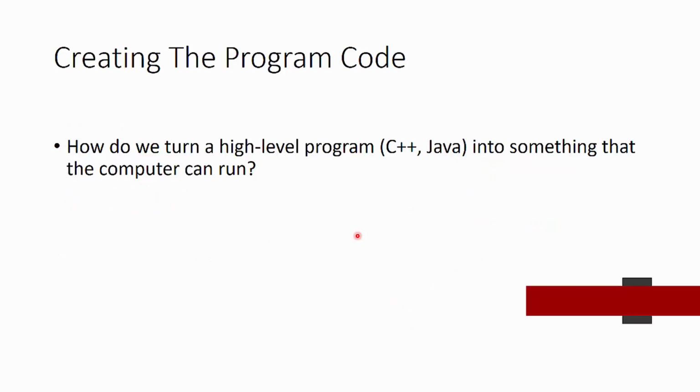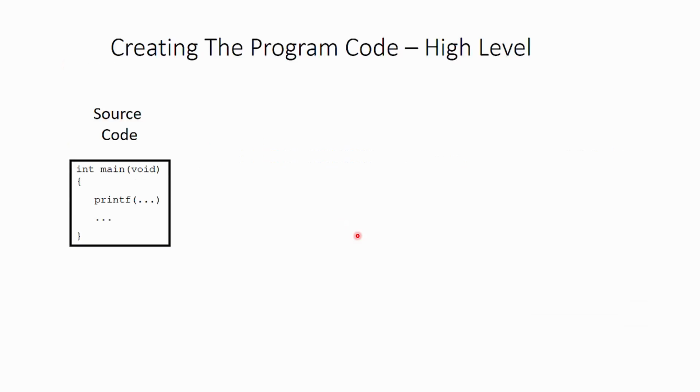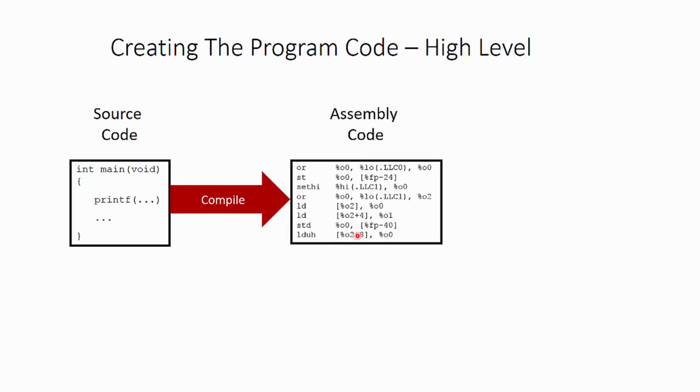Alright, so how can we turn a high-level program like C++ or Java into something the computer can actually run? So we start with our source code that we've written. We're pretty sure the source code is correct, and let's assume for now that it is. And when we're all ready, we compile it into assembly code. And assembly code is difficult to read by looking at it, but it consists of the actual instructions that the CPU is going to follow.